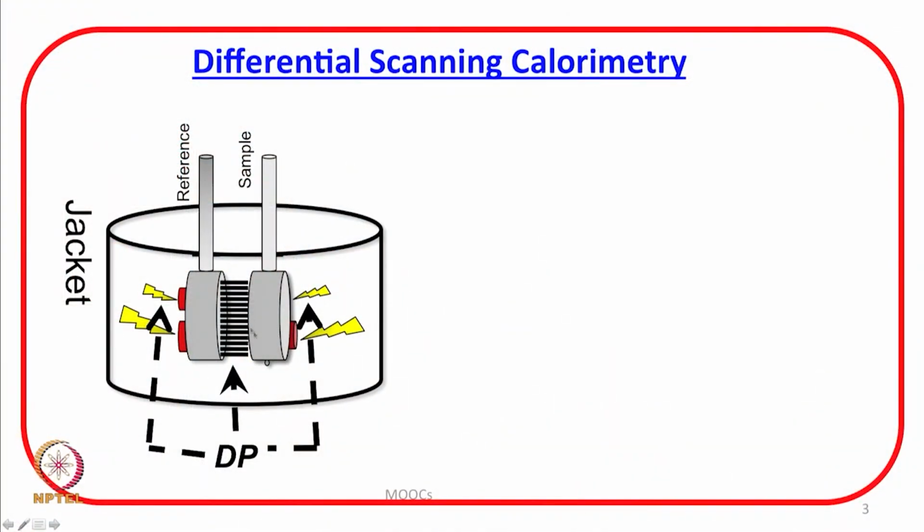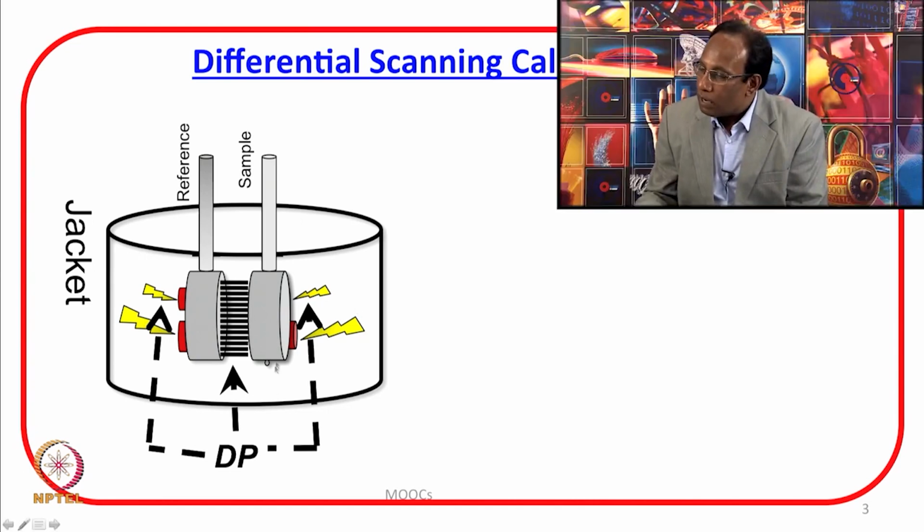So, let us go back to the slide. When the reaction or the transition starts in the sample cell, what will happen? Since it absorbs energy, additional power needs to be supplied to the sample cell, so that the temperature of both the cells remain constant.